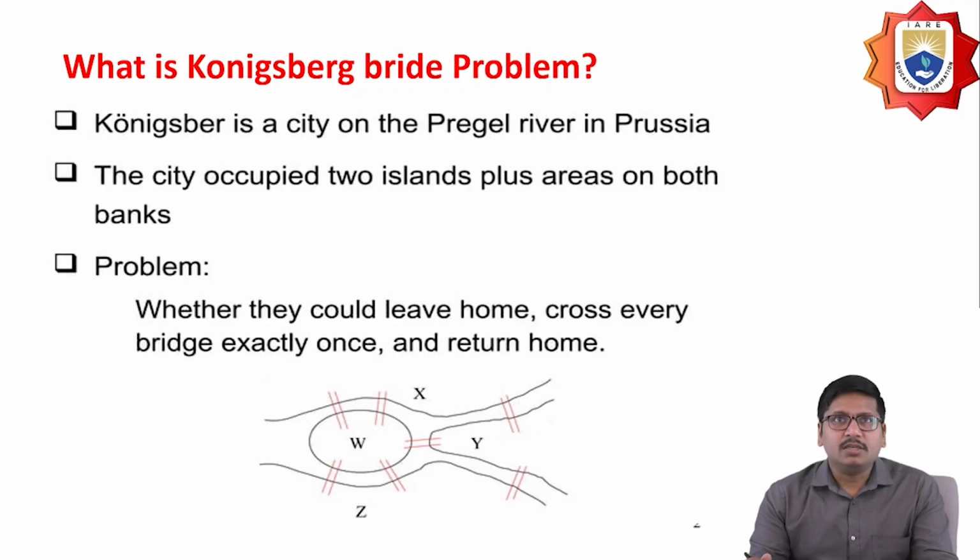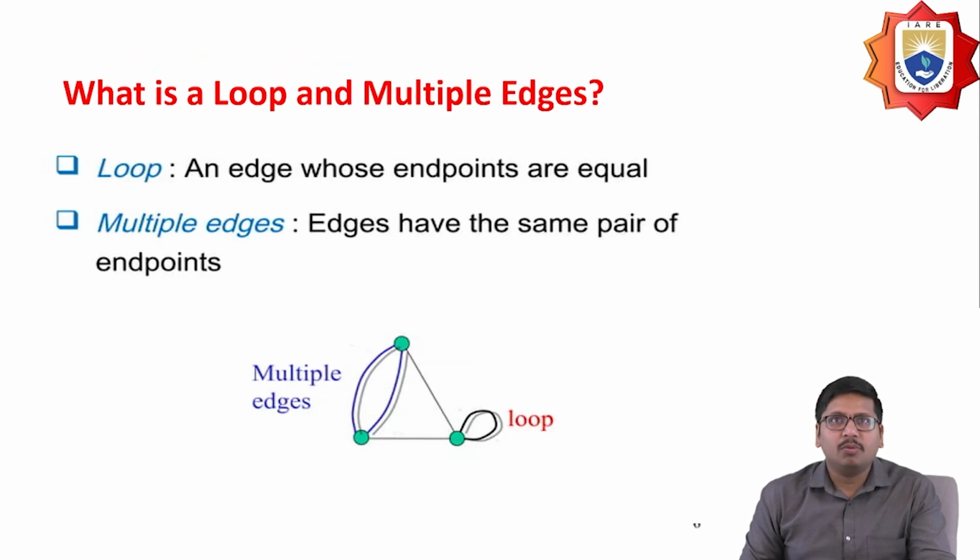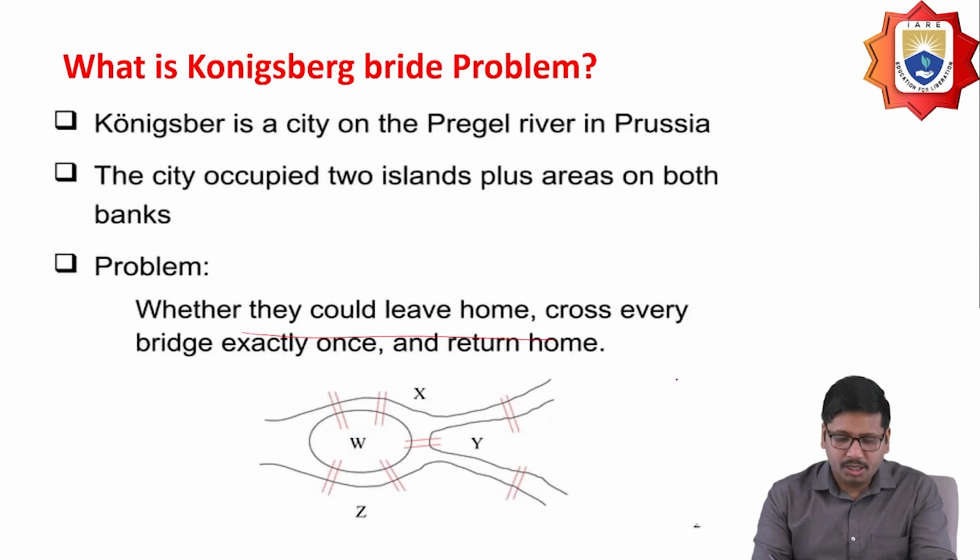So the very first thing is, what is the Königsberg bridge problem? Königsberg is a city on the Pregel river in Prussia. The city occupies two islands plus areas on both banks. The problem is whether one could leave home, cross every bridge exactly once, and return home. This problem can be solved by designing a graph model.